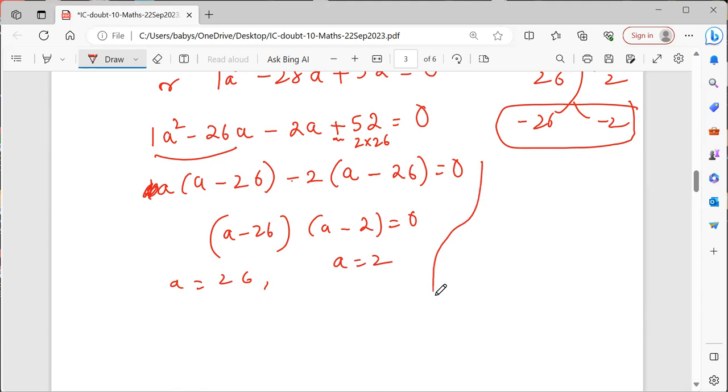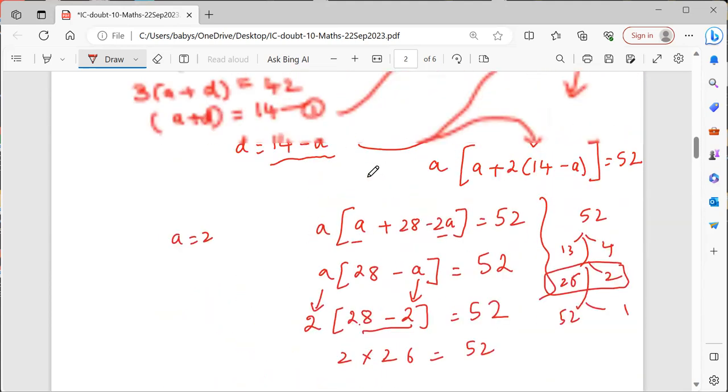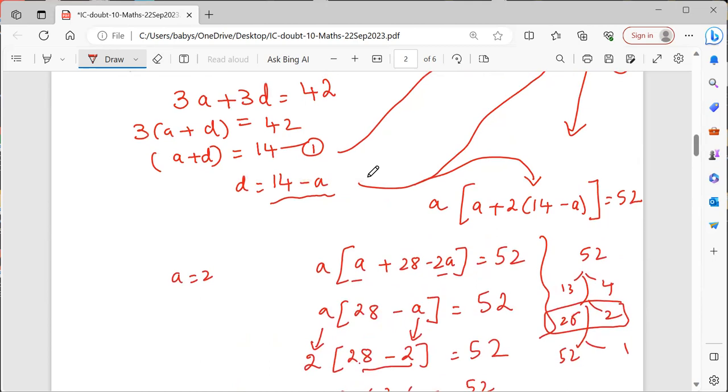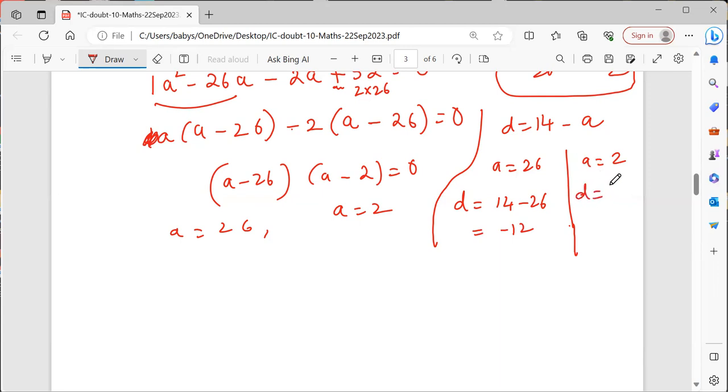Okay. Now let's see what happens. Let's go back to d is equal to 14 minus a, isn't it? So there are two possibilities. When a is 26, what happens? And when a is 2, what happens? When a is 26, what is d then? 14 minus 26, isn't it? That will be negative 12. So it's a decreasing AP in the first case. And in the second case, when a is 2, d is equal to 14 minus 2, which is 12.